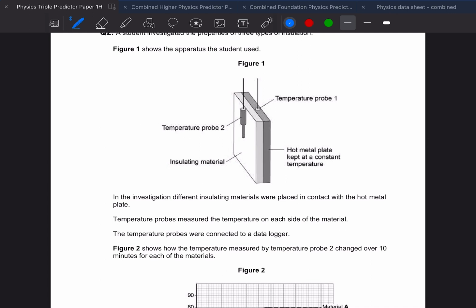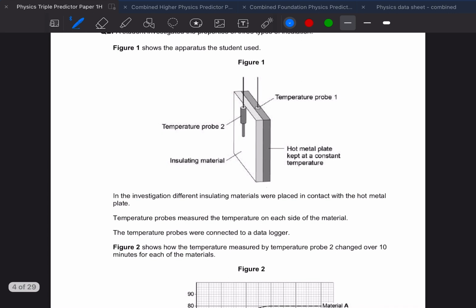So we've got a temperature probe in the metal plate, and then we've got a temperature probe in the insulating material. So the energy is going to be going from here through to here. So that's what's happening. And the insulator is going to try and reduce that energy transfer from the hot metal plate to this temperature probe. So that is our energy.